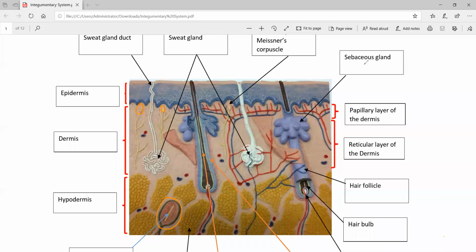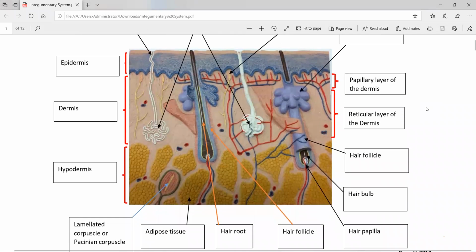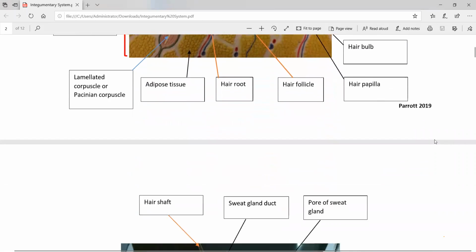So I'm gonna go down a little bit so you can see the spelling of that one, because it is a little bit different. So again, here you see your lamellated or Pacinian corpuscle. This is going to detect a deep pain or deep pressure. So if I'm pushing really, really hard on you, this corpuscle is going to be able to detect that deep pressure. Okay, now let's move on to the next picture.